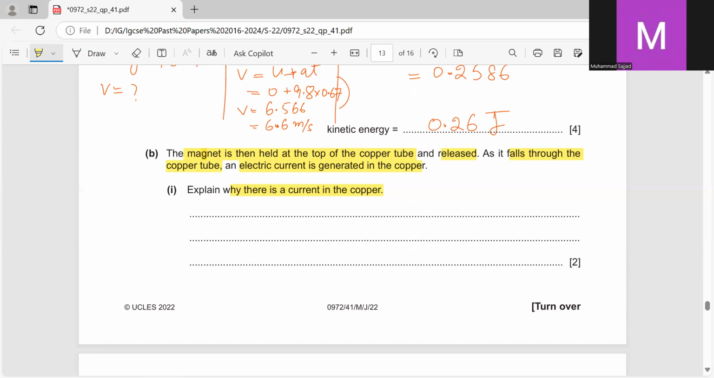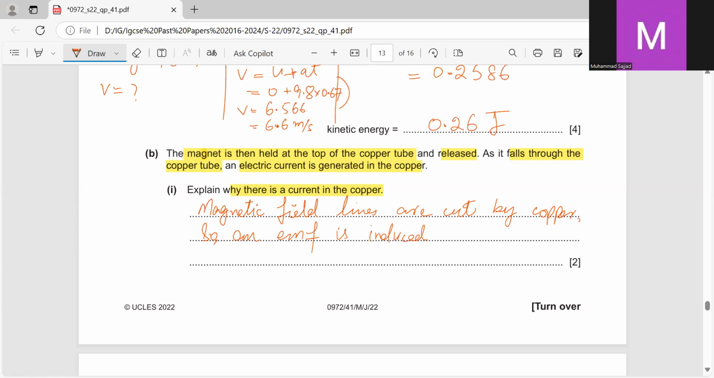And EMF is induced due to electromagnetic induction. That's why there is current. So very simply, we can say that magnetic field lines are cut by copper, so an EMF is induced due to electromagnetic induction. One mark here and one mark here.